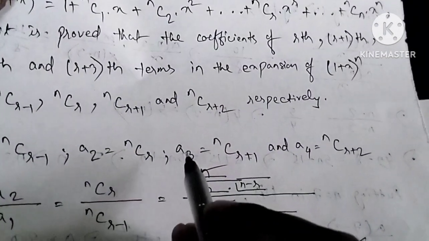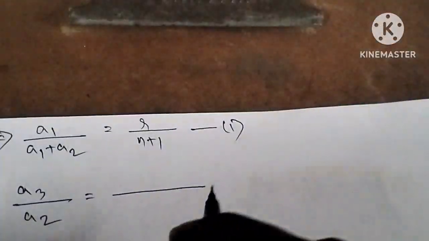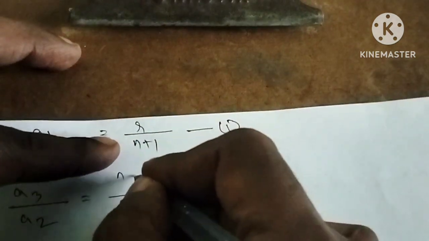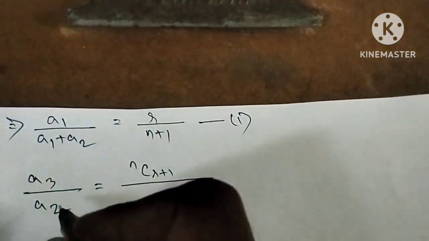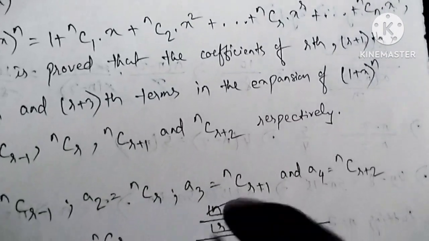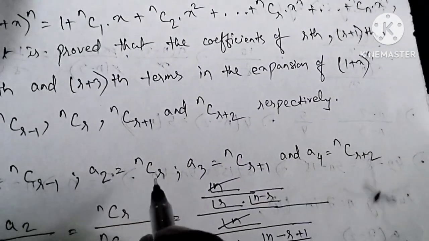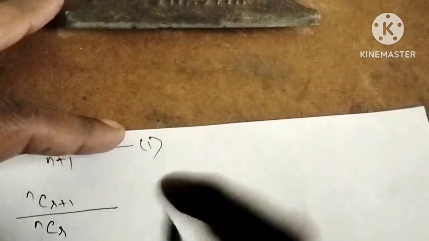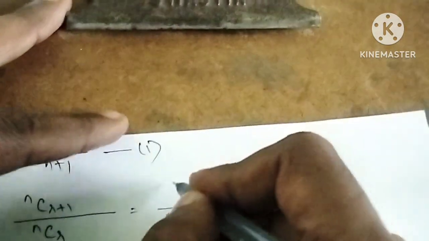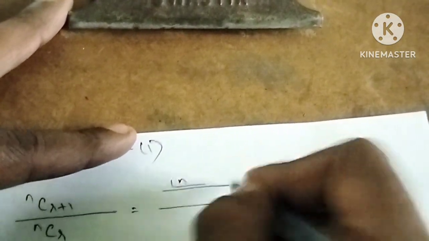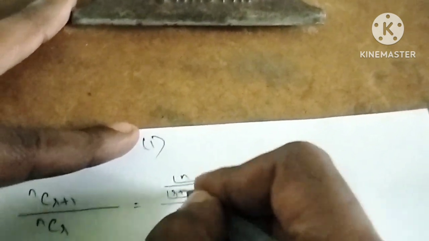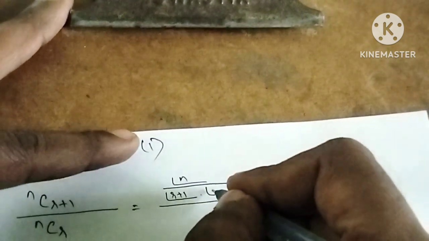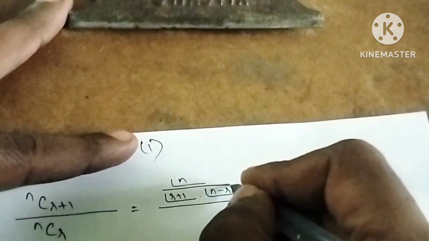Okay, a3 was nCr+1. So what was a2? a2 was nCr. Okay, it is nCr, so it will be n factorial by (r+1) factorial into (n-r-1) factorial.